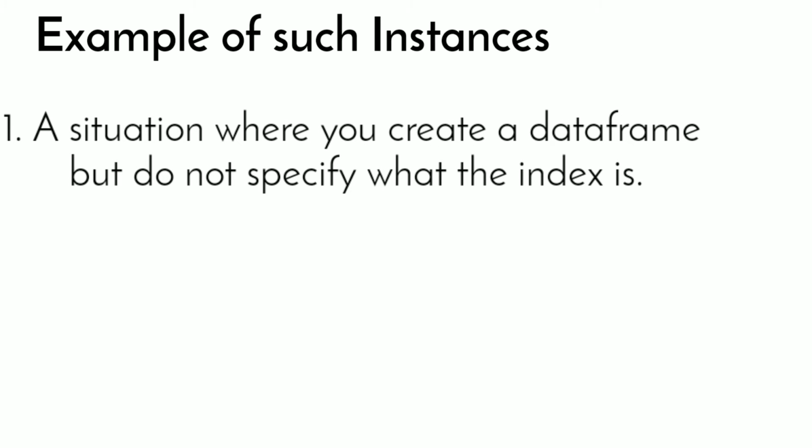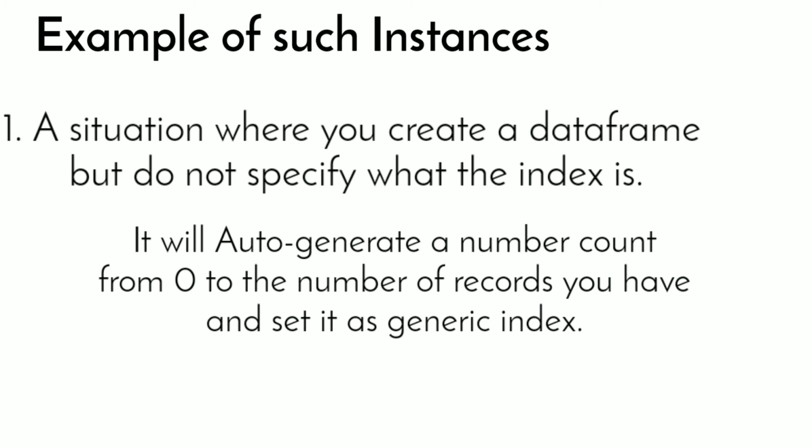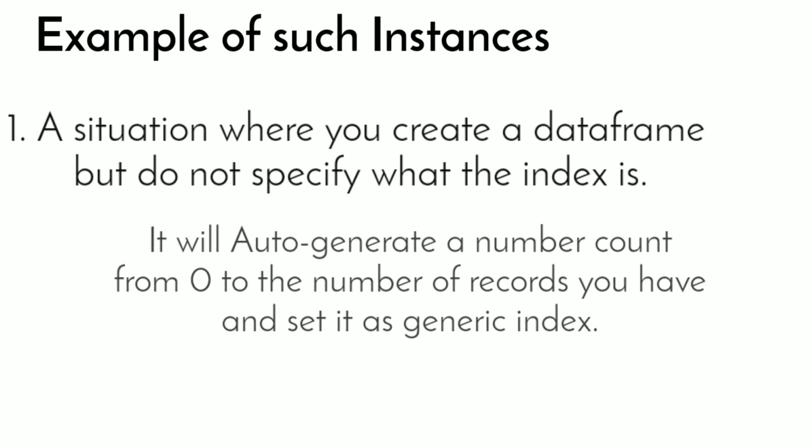So an example of these two occurrences, in terms of the index, is a situation where you just create a data frame, but you don't specify what you want your index to be. What pandas will do is auto-generate a number count from 0 to the number of records that you have, the number of rows in your data, and set that to be sort of like the generic index. It's still the index and it still does all the functions of an index, but it's sort of generic because it was auto-generated by pandas.